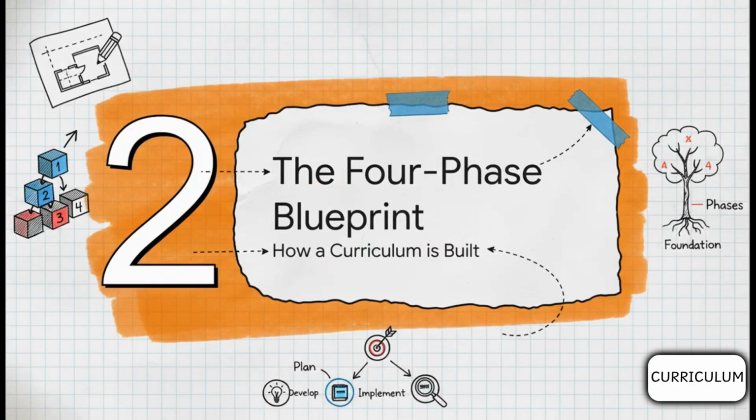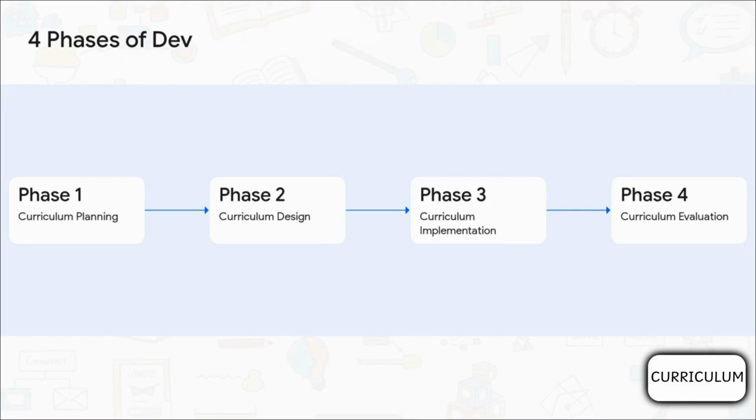Okay, so if it's a foundation, how do you actually build it? It doesn't just appear out of thin air, right? So let's get into the blueprint and see how this thing gets built through 4 really distinct logical phases. And here they are: planning, design, implementation, and evaluation. This is the core cycle. It's a journey that takes an idea from just a simple need all the way to a fully functioning program inside a classroom. Let's break down each one.